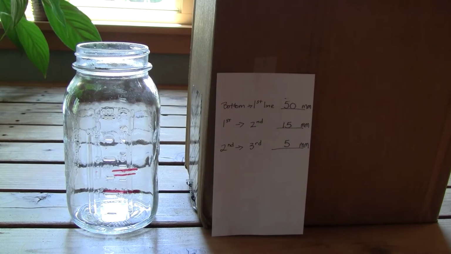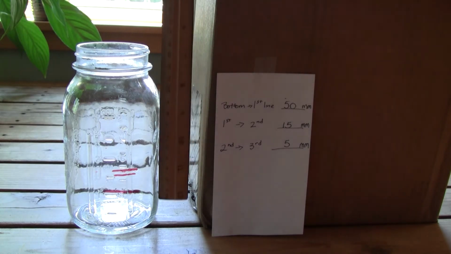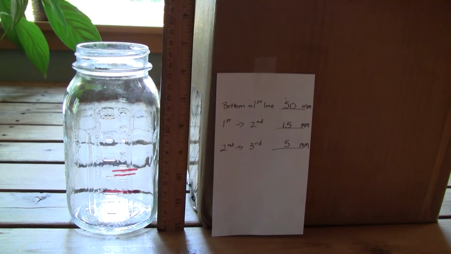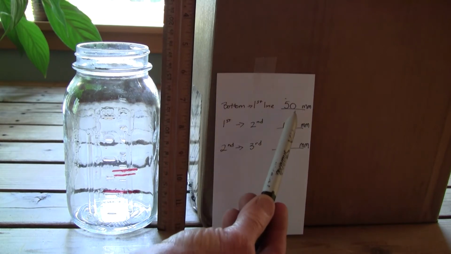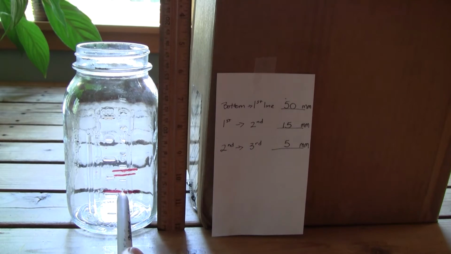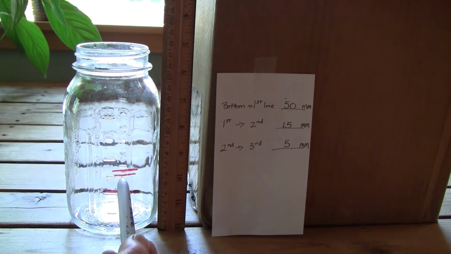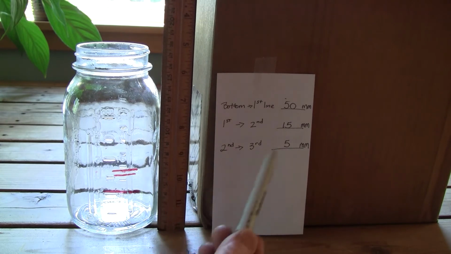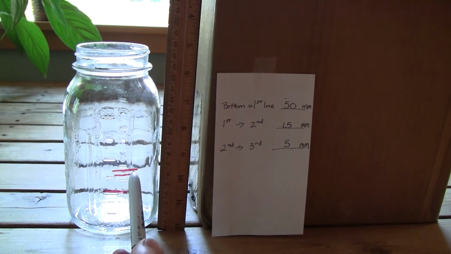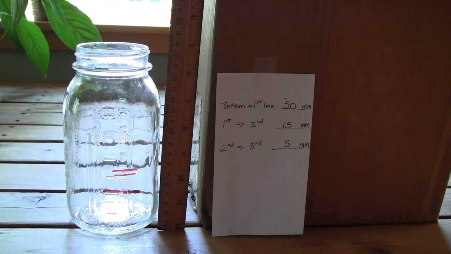I rinsed out my jar, brought it inside so I could see the lines, and we're going to measure it now. We're going to measure it in millimeters because the conversion will be easier, and it is science. So from the bottom of the jar to the first line, I read 10, 20, 30, 40, 50 millimeters. So I wrote it down right there. From the first line to the second line, I'm reading 5, 10, 15 millimeters. And then this small jump is only 5 millimeters.